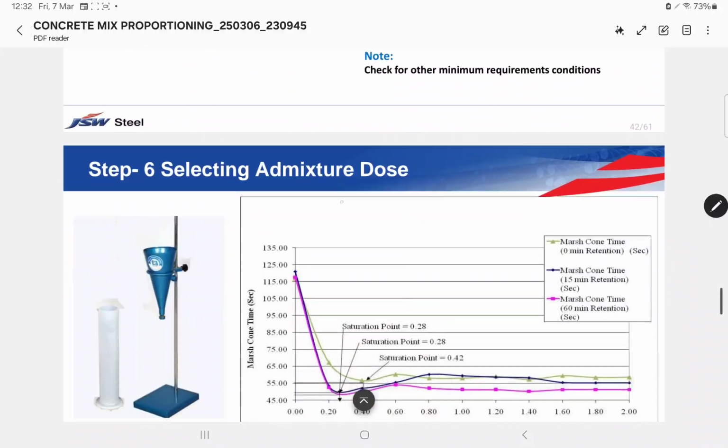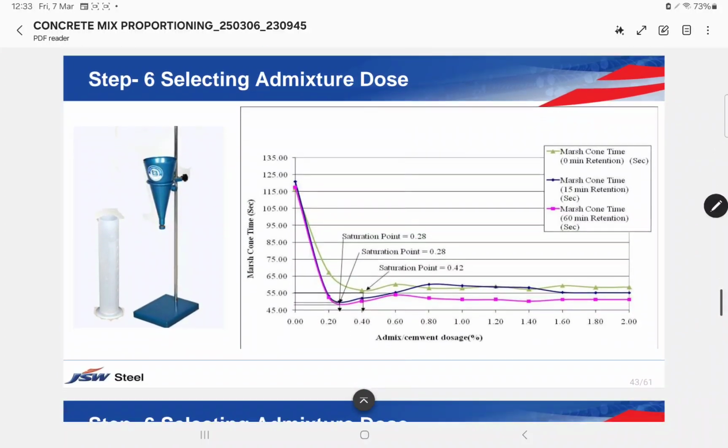Then how to do it? Simply by using admixtures. I'm talking about superplasticizers, because when you use plasticizers or superplasticizers, they reduce the water content without compromising your workability, and thereby they help you reduce the cement content accordingly. But the question is, how can we know what is the optimum dose of admixture we need to use in our case?